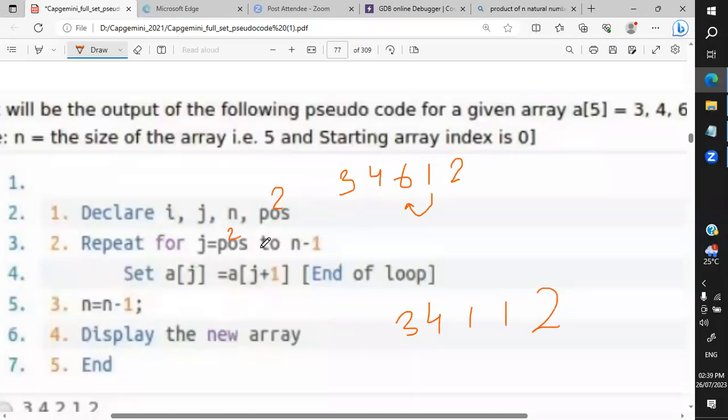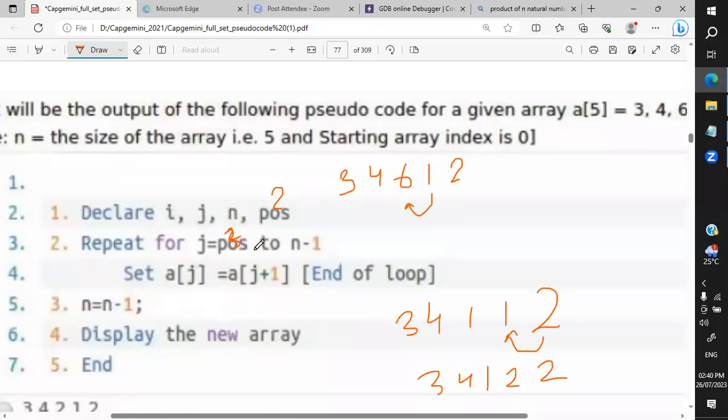After that, what will happen? Again goes back. J will become J plus 1, which is nothing but 3. What is the size of the array? 5. That means 3 less than or equal to 5 minus 1. 3 less than or equal to 4. True? Enters inside. Again, A of 3 is updated as A of 3 plus 1. That means value at A of 4. A of 4 means what? 2. Value at 4 is copied into this place. That means it will become 3, 4, 1, 2, 2.